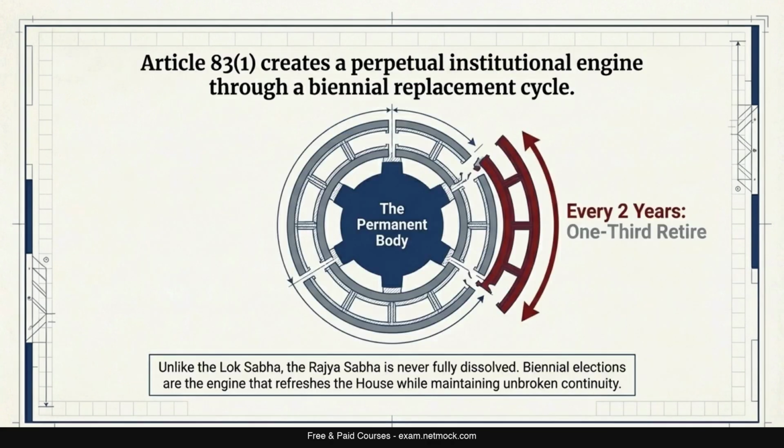Article 83, Clause 1 creates a perpetual institutional engine through a biennial replacement cycle. Unlike the Lok Sabha, the Rajya Sabha is never fully dissolved. Biennial elections are the engine that refreshes the House while maintaining unbroken continuity. Every 2 years, one-third of the members retire and new members are elected to replace them. This ensures that institutional memory is preserved while still allowing democratic renewal.